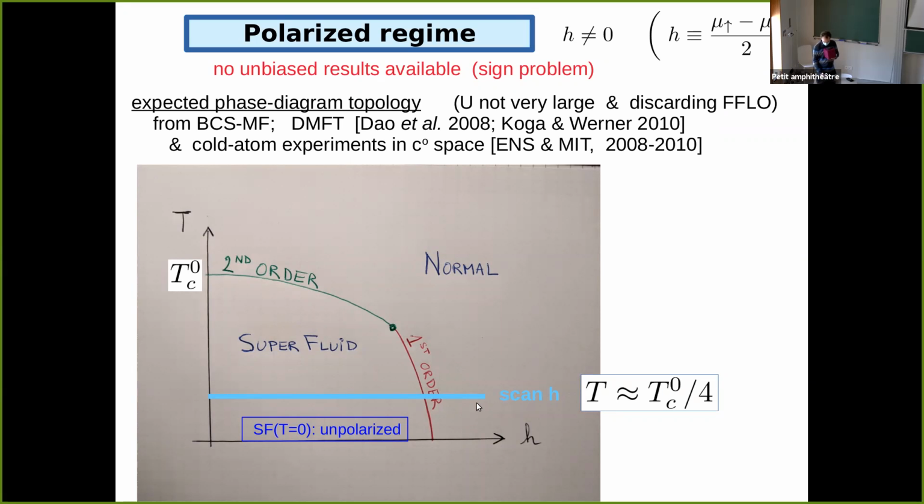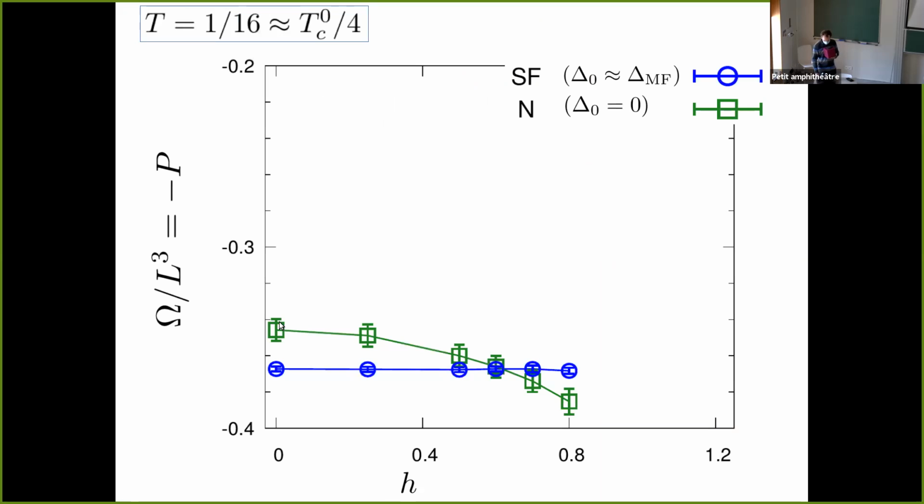So to check this, we will do such a scan as a function of h at a fixed temperature, which is about 1/4 of Tc now, of Tc0, I mean. And in order to look for this first order transition, of course, we should calculate now the thermodynamic grand potential, or in other words, the pressure.